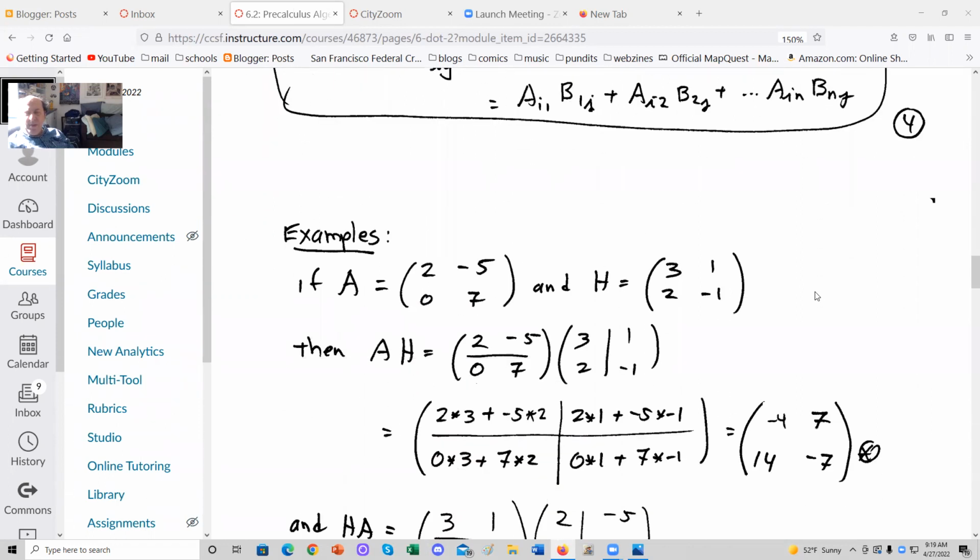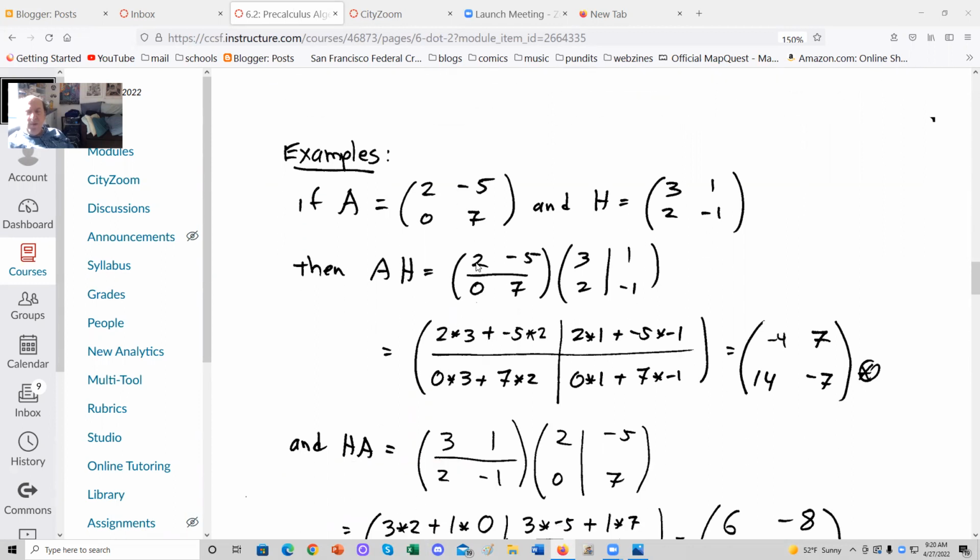So, for example, here we have a matrix A, 2, -5, 0, 7, and 3, 1, 2, -1 is H. For AH, we divide A into rows and H into columns. 2, -5 and 0, 7 are the rows of A. 3, 2 and 1, -1 are the columns of H. So upper left, we multiply the upper row of A times the left column of H: 2 times 3 plus -5 times 2. Upper right entry, we multiply the upper row of A times the right column of H: 2 times 1 plus -5 times -1.